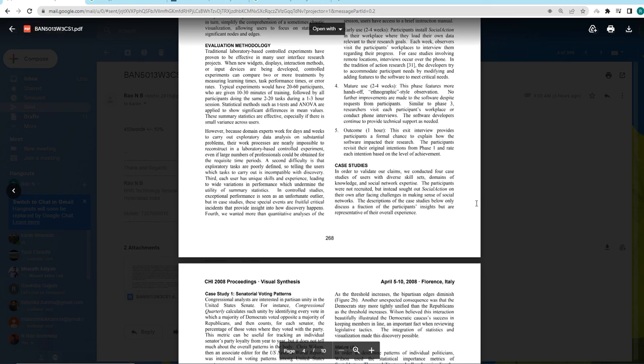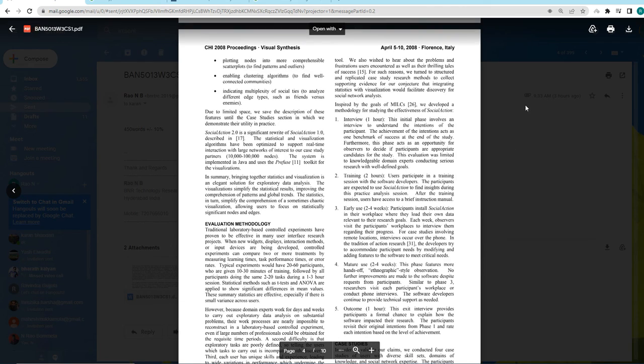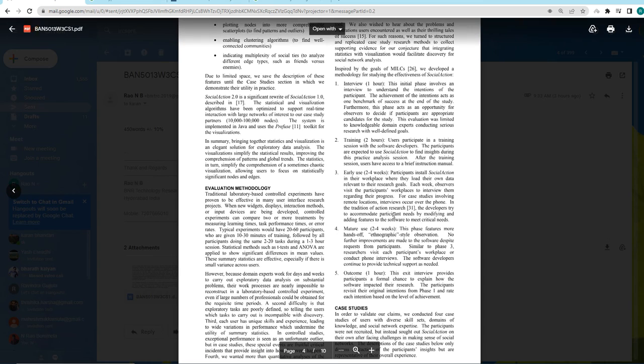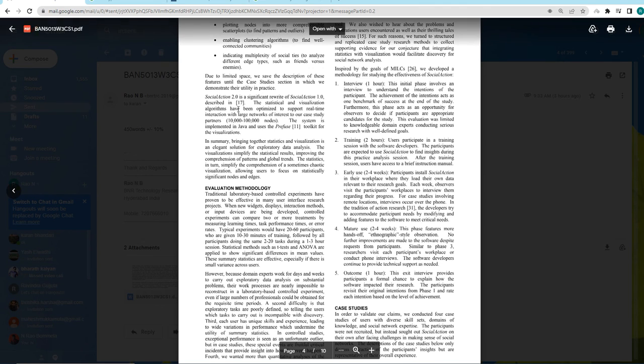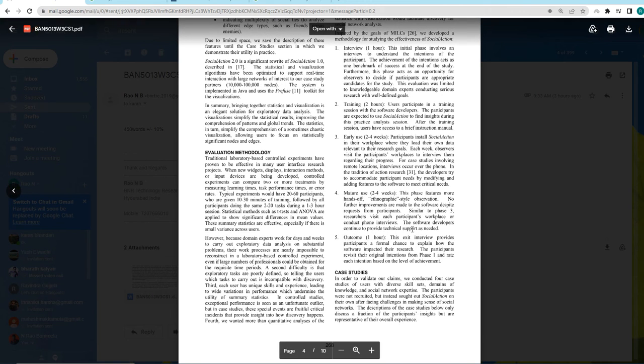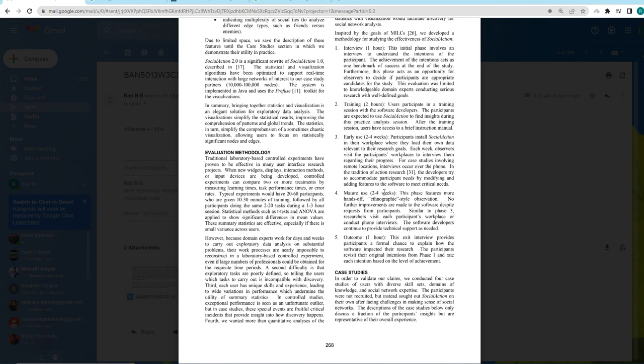Now let us identify the data collection approaches that are used in the process. We see that there are five different approaches used here. Okay, so the evolution methodology: we have five different approaches used to collect data related to the Social Action 2.0 software. And you can speak about the different approaches. You can write about these methods and what they did using these methods without plagiarizing the content.